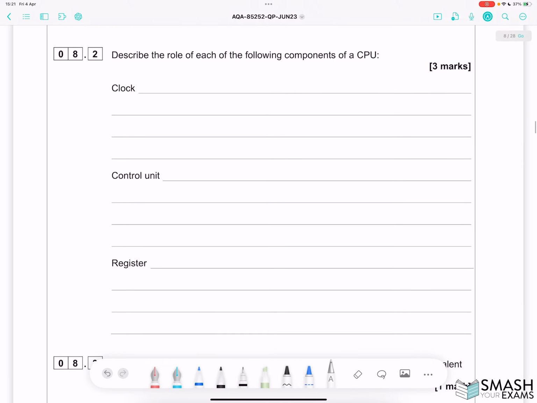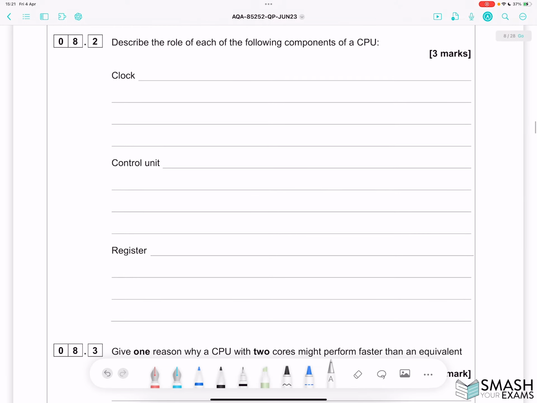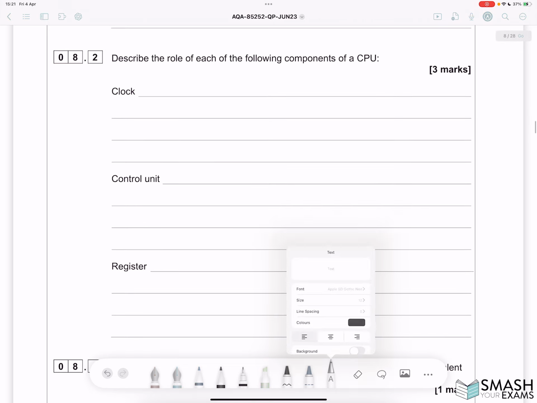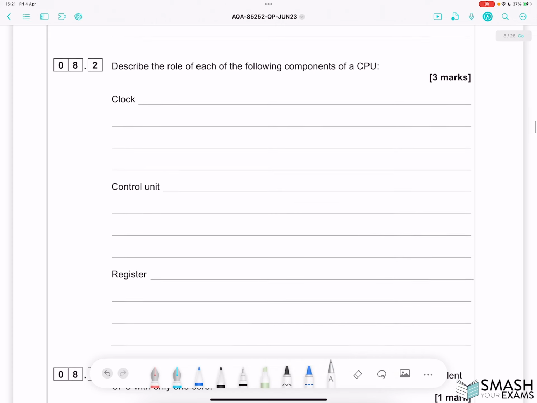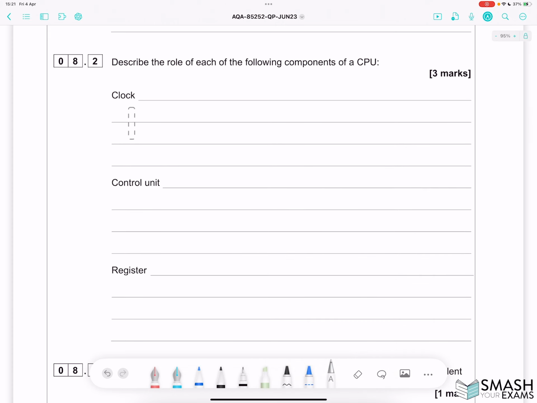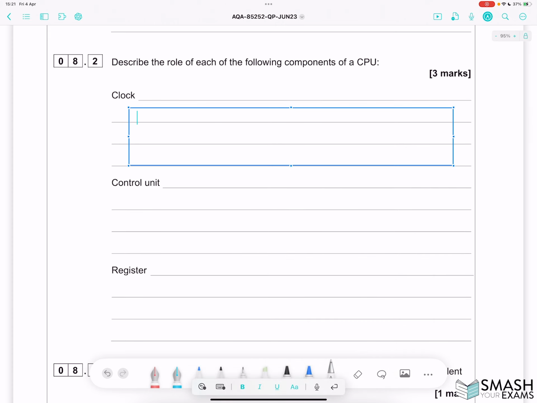So we're now being asked to describe the role of each of the following components of the CPU. We've got 3 of them. So the first one is asking us about the clock, the second one is the control unit, and the third one are registers. Okay, well let's have a little go of doing that one to begin with. So we'll just draw out a little text box. So what does the clock do then? That's what we're being asked here.